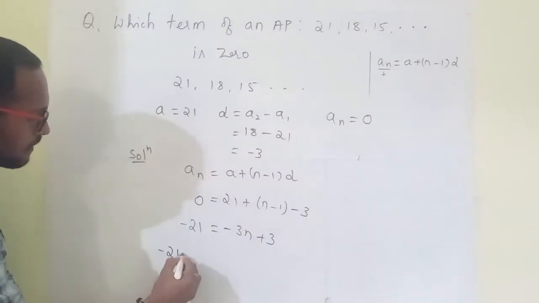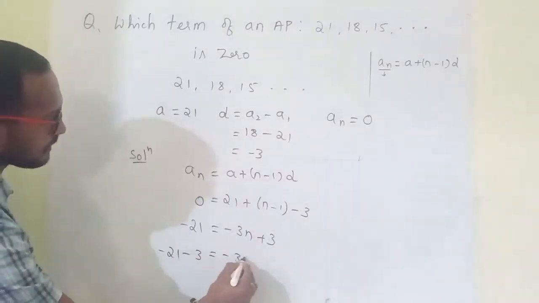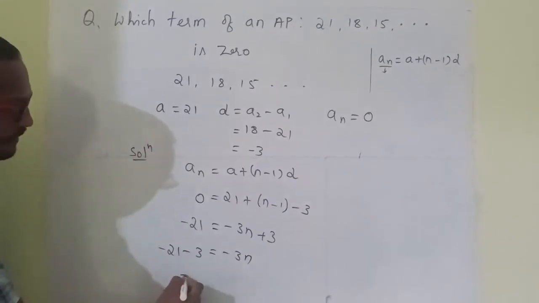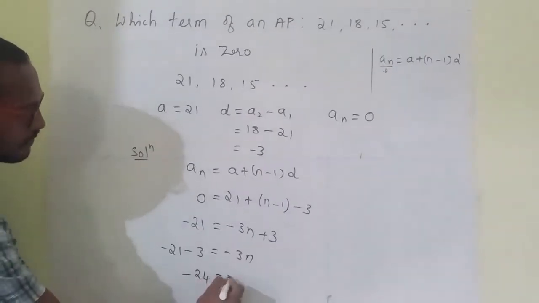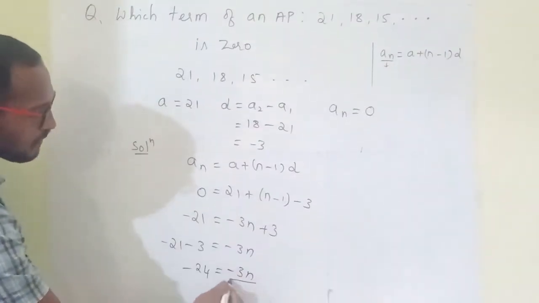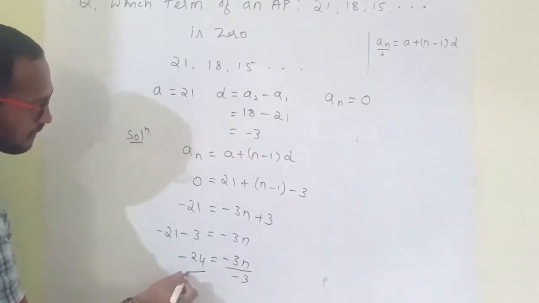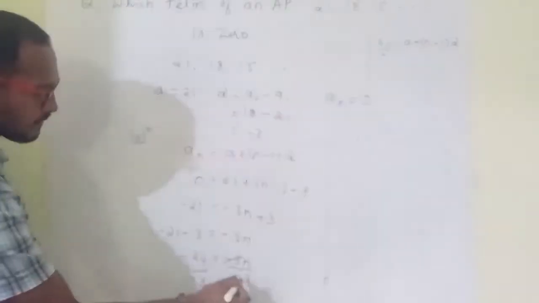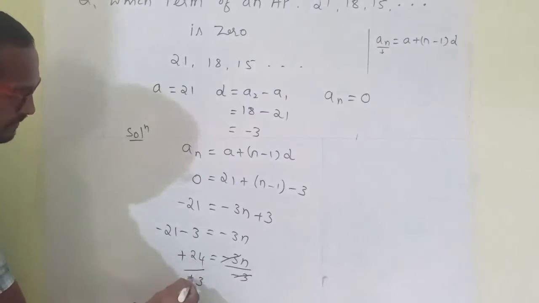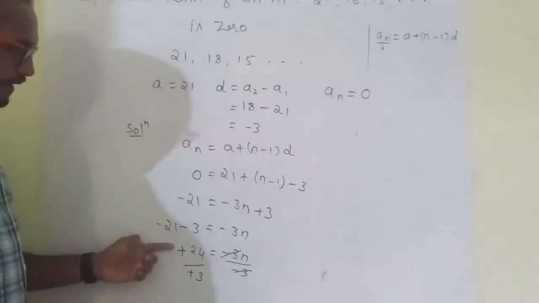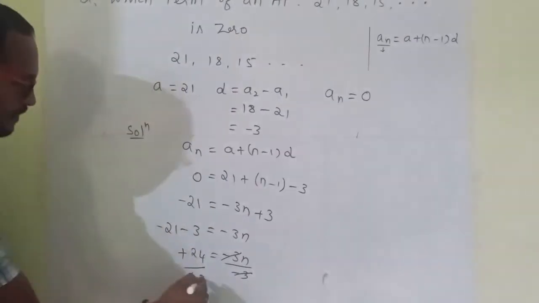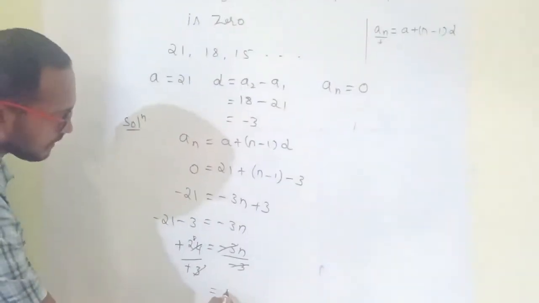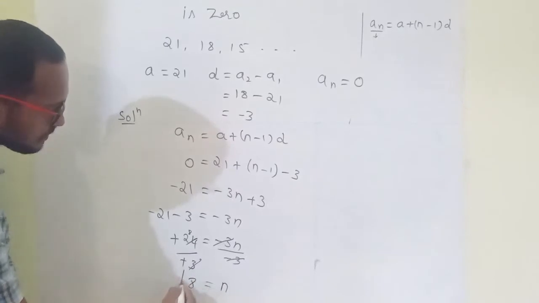That is minus 21 minus 3 is equal to minus 3n. So minus 21 minus 3 is minus 24, equal to minus 3n. Now divide both sides by minus 3, because minus 3 is attached to n. Minus 3 and minus 3 cancel. Minus divided by minus gives plus. So 3 ones are 3, 3 eights are 24. So the final answer, n is equal to 8.